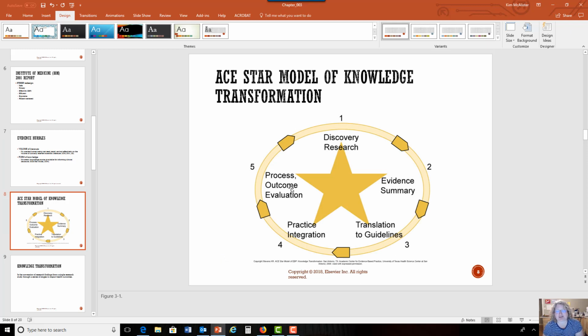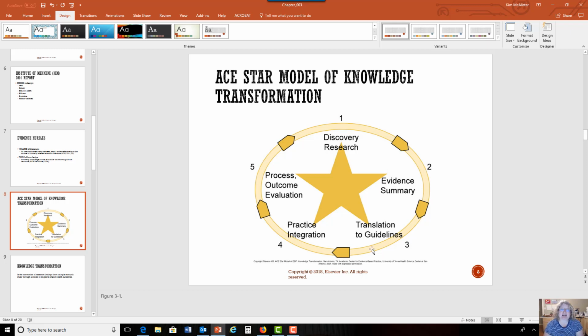transformation, not transportation. And the first on the model is discovery research. This is where you're conducting experiments, non-experiments, doing randomized control trials, and so forth. And then you make an evidence summary. So you look at all the different research and summarize the research. Then that research is used to create translation guidelines.